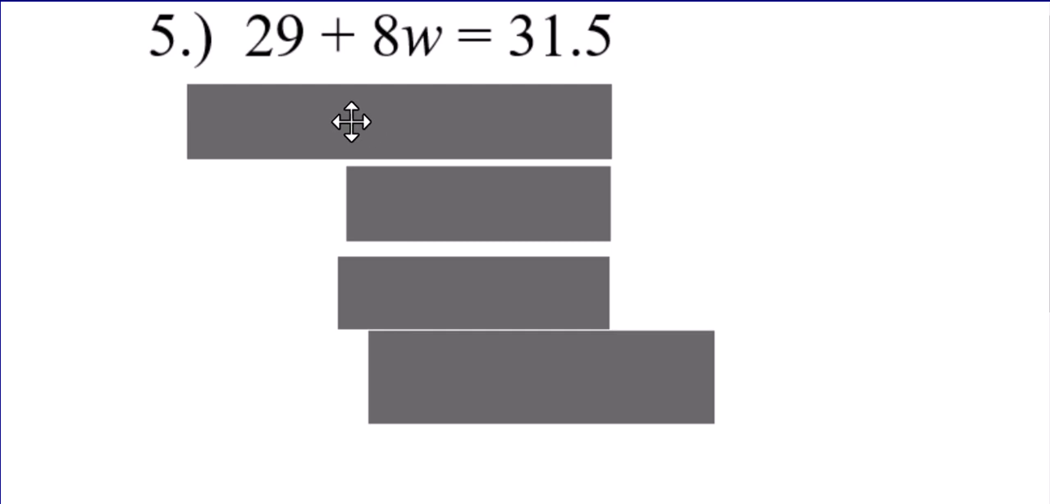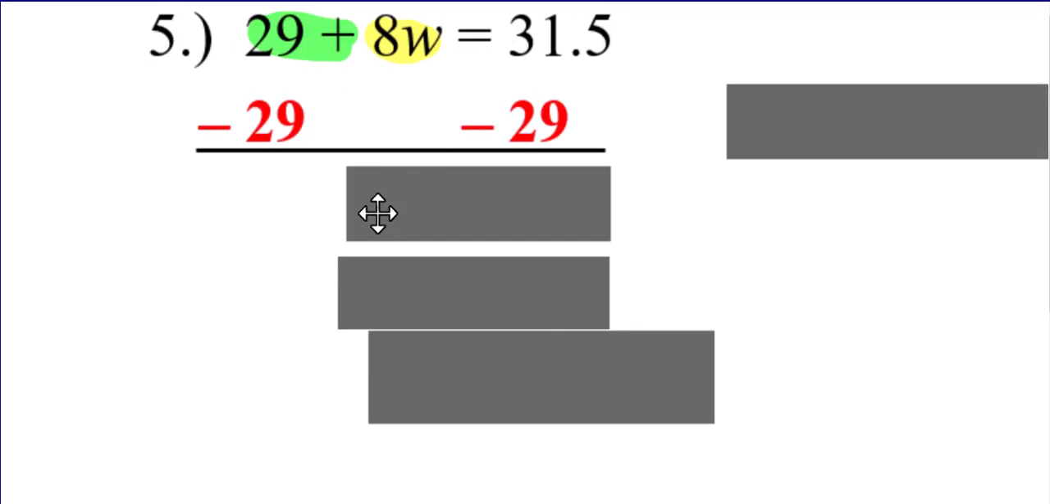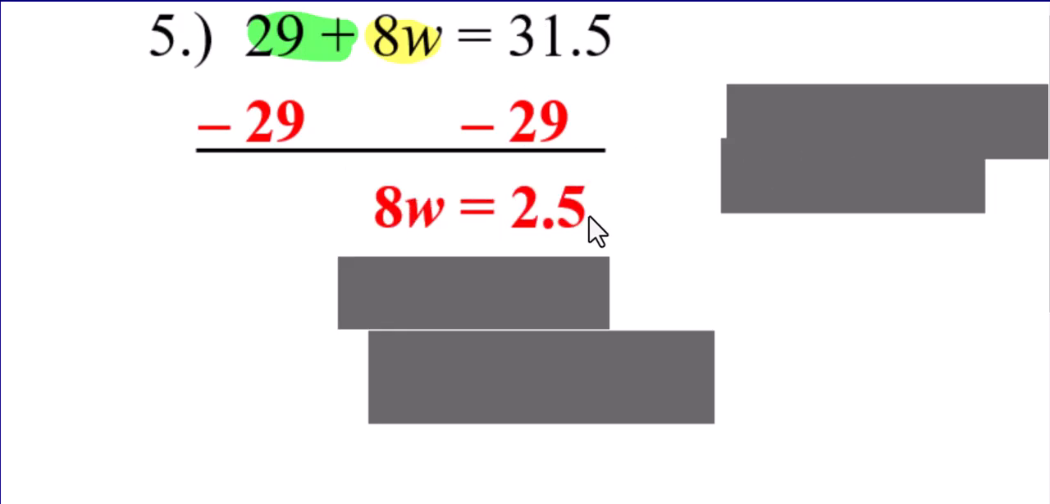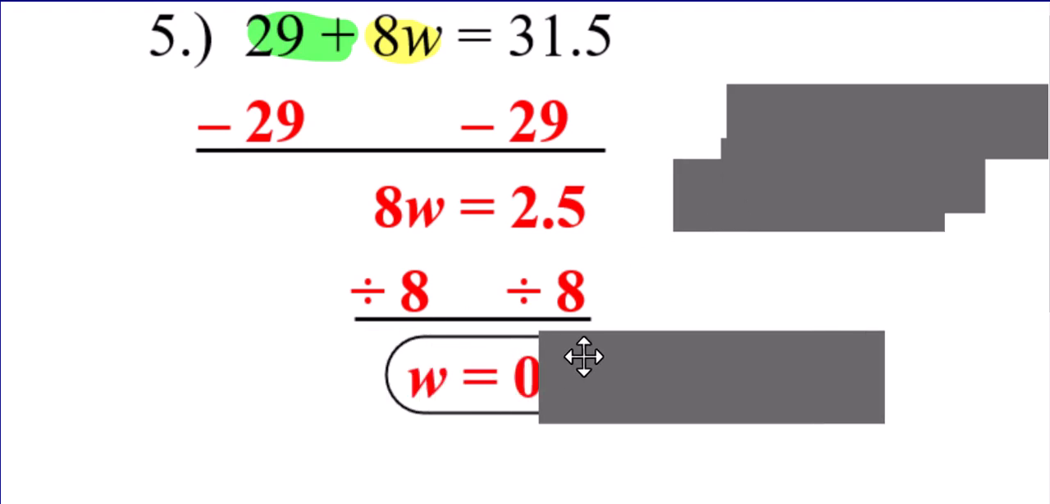Problem number 5. Are they like terms? No, they are not. Not at all. 8 has a w. 29 does not. So we're going to have to do inverse operations in the reverse order of what's happening to the variable. The variable is first being multiplied by 8, then it is being added by 29. So let's do the opposite order of that. Let's subtract by 29 because the inverse of adding is subtracting. Do it on both sides. This is going to give you 8w by itself. Right side gives you 2.5. Inverse of multiplying by 8 is dividing by 8. This is going to give you 0 point something. Whenever you have a smaller number divided by a bigger number, you are going to get 0 point something.